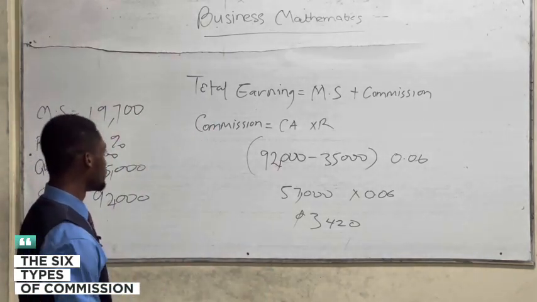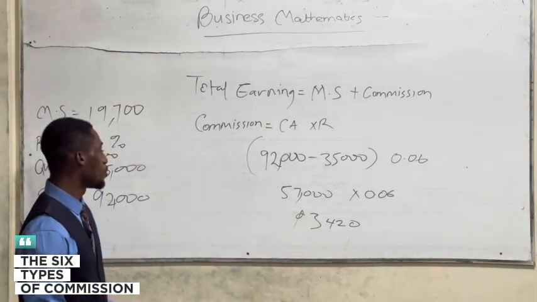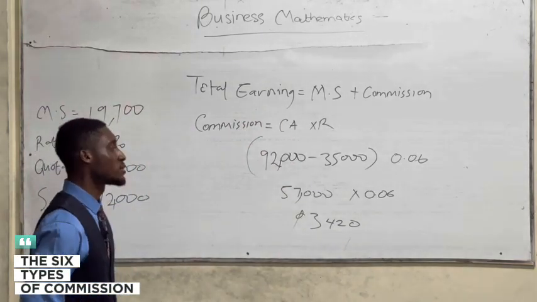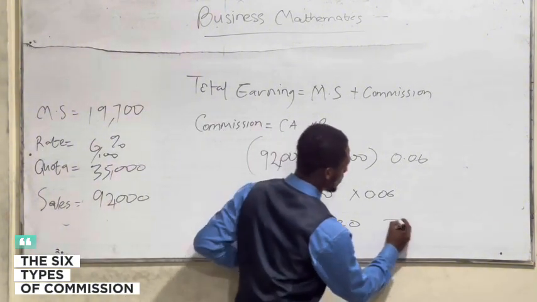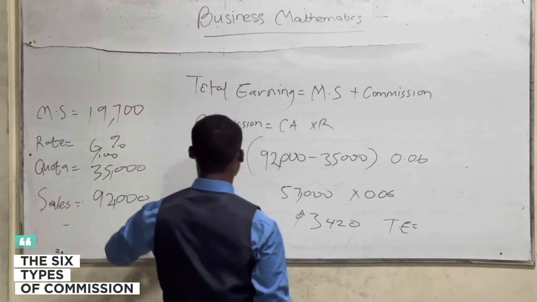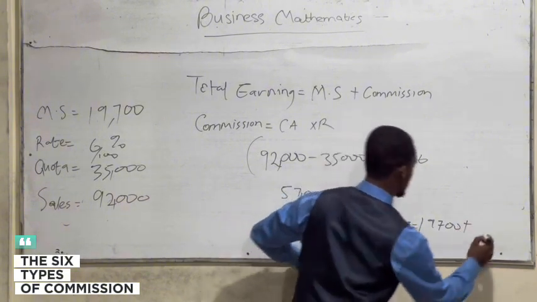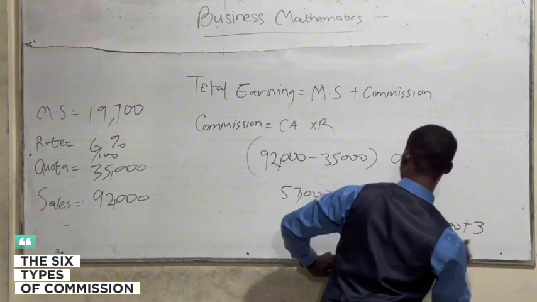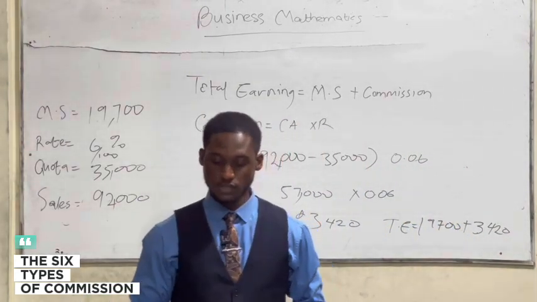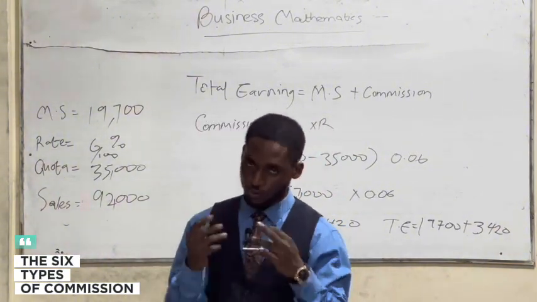So what then do we do? The 3,420 cedis here represents our commission. So we add it to our monthly salary for us to get our total earnings. So total earning is represented by TE, and the monthly salary here is 19,700 plus 3,420 cedis. So you are going to get 23,120 cedis.